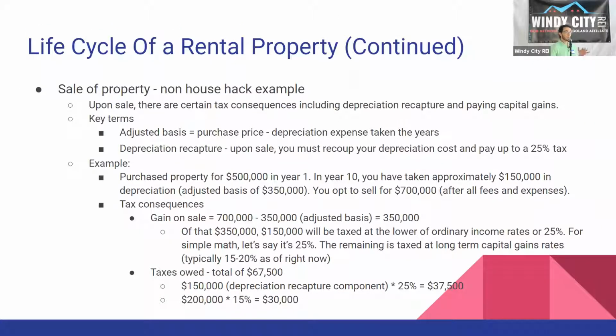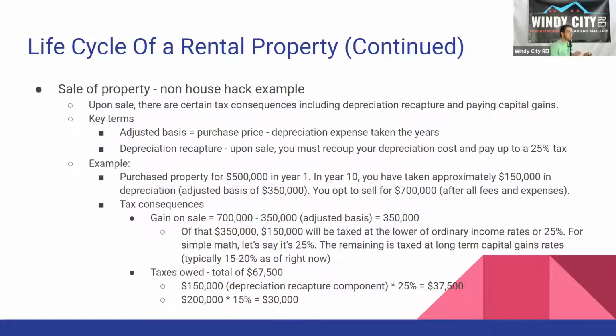Next, we're going to talk about the sale of the property, kind of closing the loop on things. This is a non-house hack example, just trying to keep it simple for y'all. Upon sale, there are various tax consequences you have to account for. The key items here are adjusted basis, which is the purchase price less any depreciation expense taken over the years. And then depreciation recapture, as you recall, is when you sell it, you have to recoup the depreciation and pay up to a 25% tax.